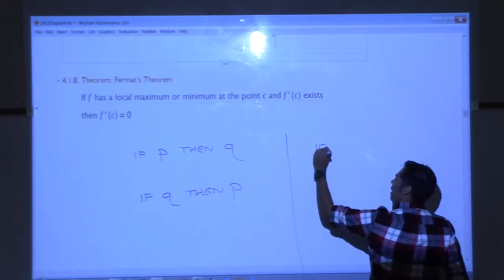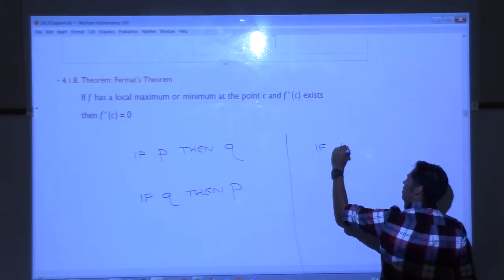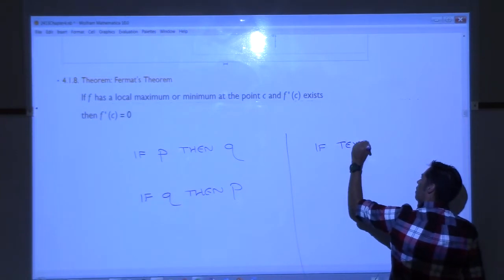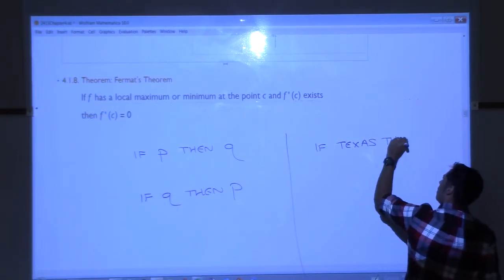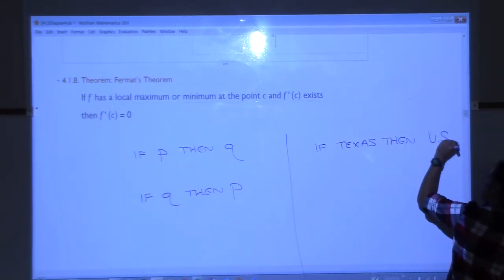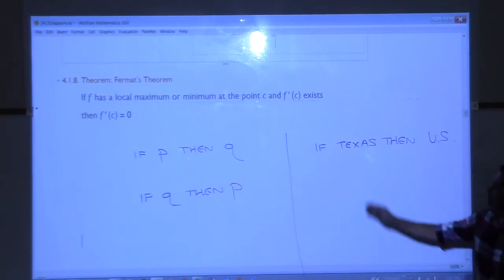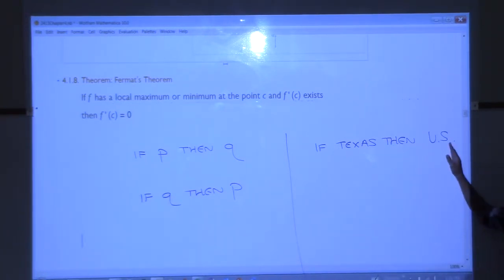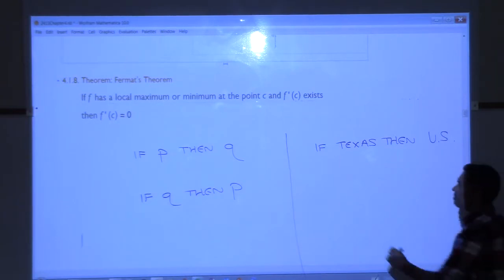Okay? Let's say if you live in Texas, then you live in the United States. Do you all agree with that statement? If you live in Texas, then you live in the United States. Can you just flip those?